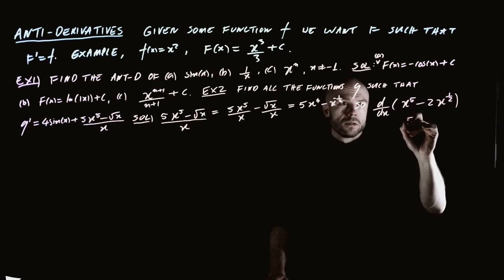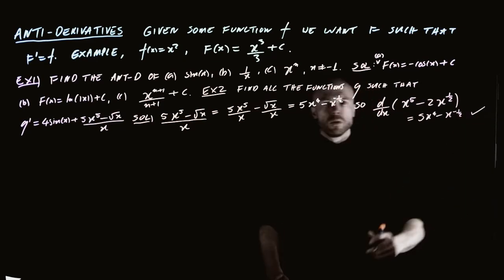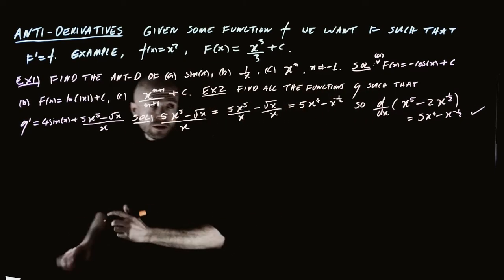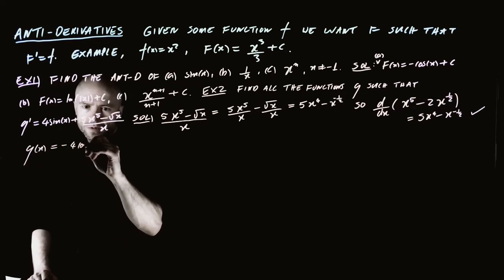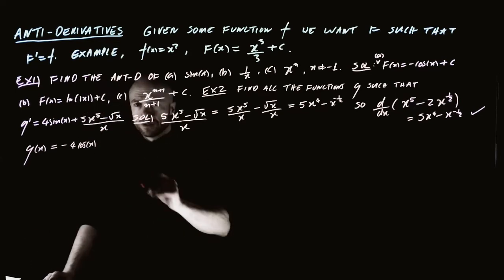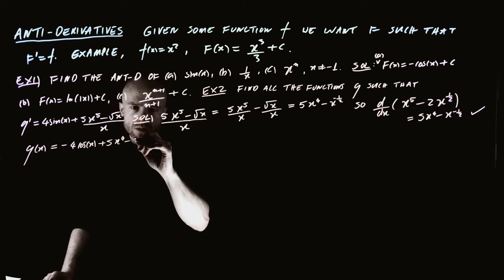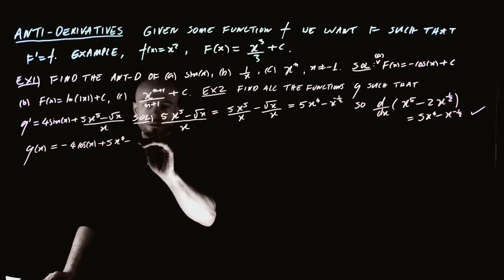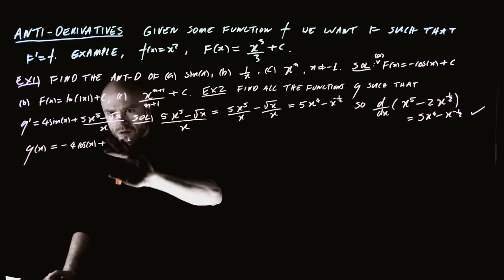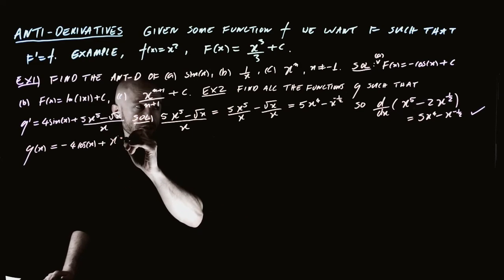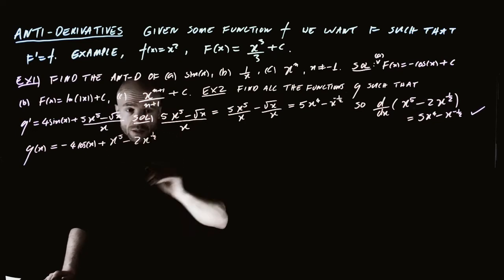So this thing gives us 5x to the 4 minus x to the minus 1 over 2, and that's what we want. Okay, so we can do this. The g of x will be minus 4 cosine of x, and then this thing that we just worked out, plus 5x to the 4 minus, plus x to the 5 minus 2x to the 1 over 2 plus constant c.